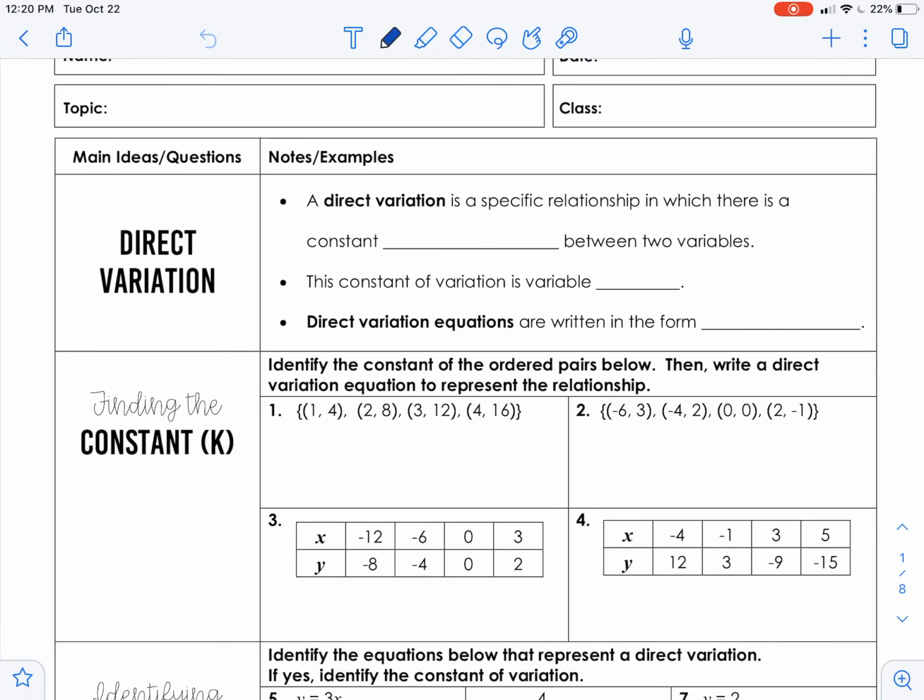Well, hello and welcome to today's lesson. We're going to be talking about direct variation. You might have had this before, but I do want to do just a quick review.